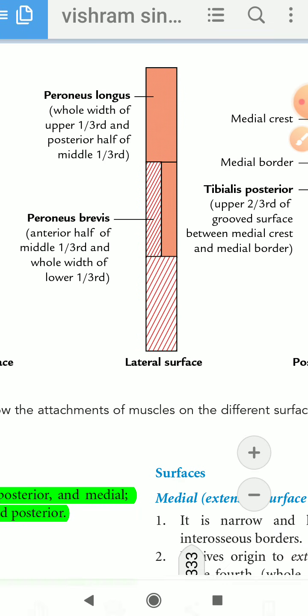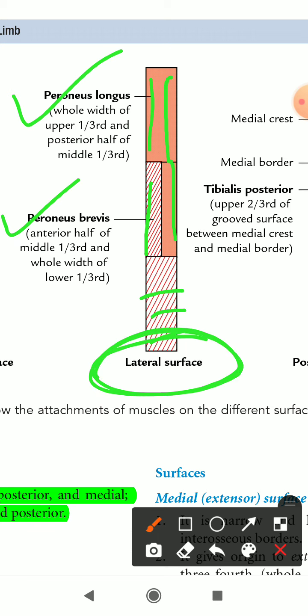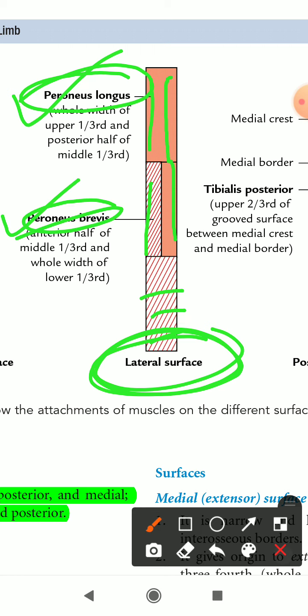So look at that. In the lateral surface, the whole width of the upper 1/3 and the posterior half of the middle 1/3, there is attachment of the peroneus longus muscle, and anterior half of the middle 1/3 and the whole width of the lower 1/3, there is peroneus brevis muscle. So you can say in the lateral surface there is peroneal compartment. Why? Because peroneus longus and peroneus brevis muscle is attached.